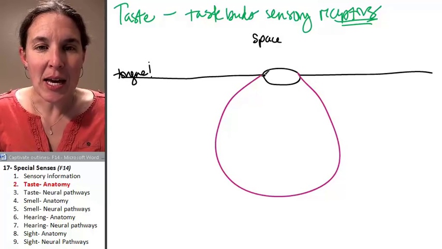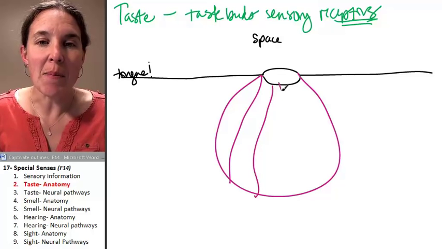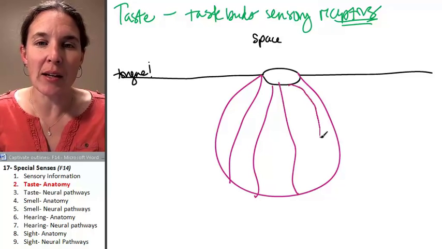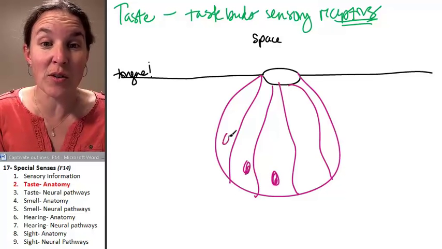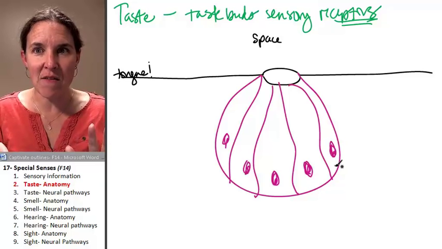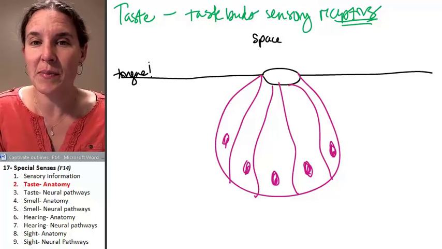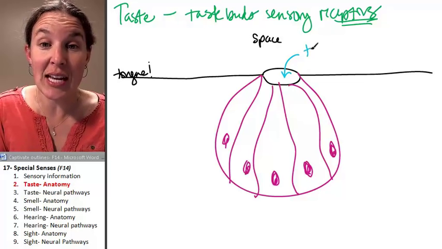A taste bud is made up of multiple special cells. They make up those little structures, it's really cool looking. They are cells, so they each have their own nuclei. There's multiple cells in here. They're all sensitive to different things. This is actually a space. This is called the taste pore.